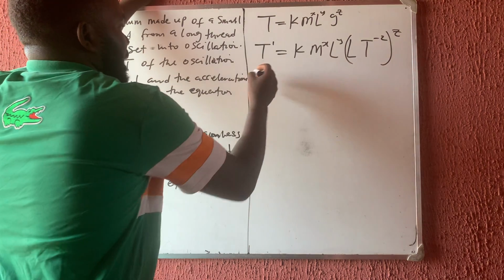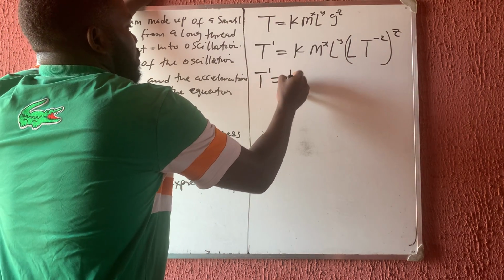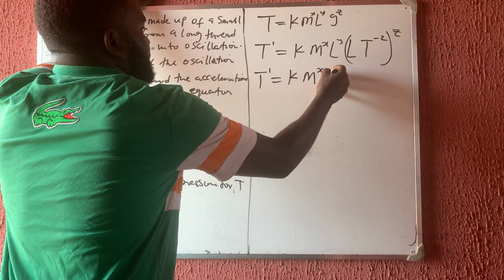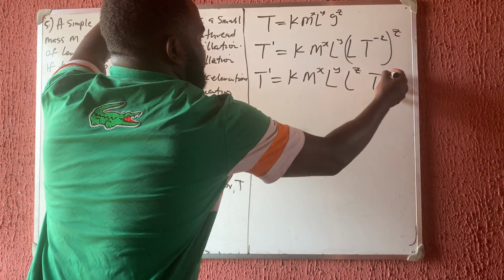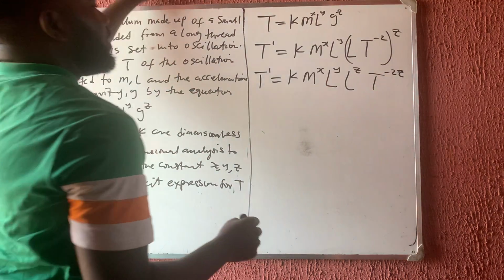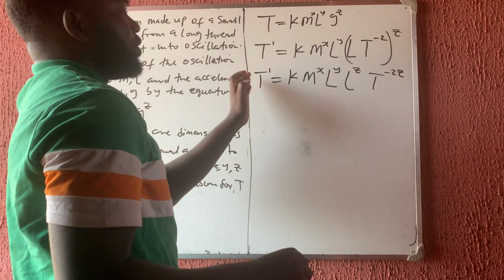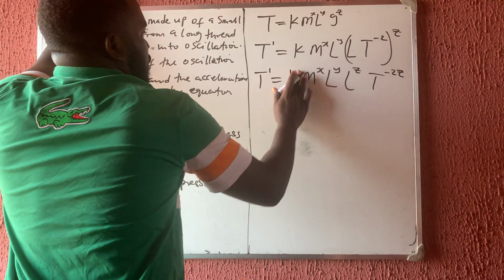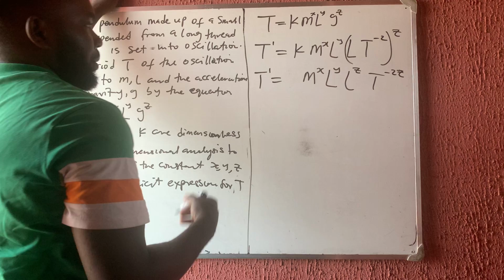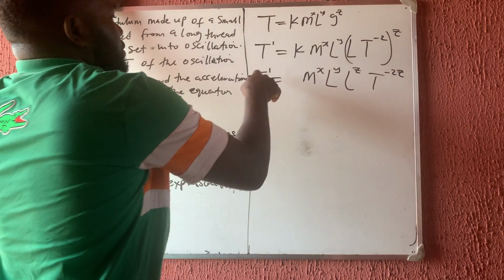So let me share it for them. As I'm sharing it for them, I have that t raised to power 1 is equal to k m raised to power x, l raised to power y, l raised to power z, and then t raised to power minus 2z. Okay, now I need everybody, even the left hand side, to have the same dimension with the right hand side. So forget your k. Your k is a constant. We don't need the proportionality constant. Okay, so this will now be what?